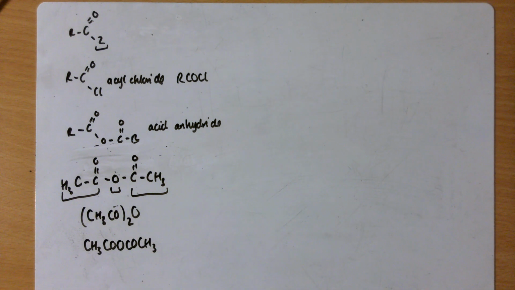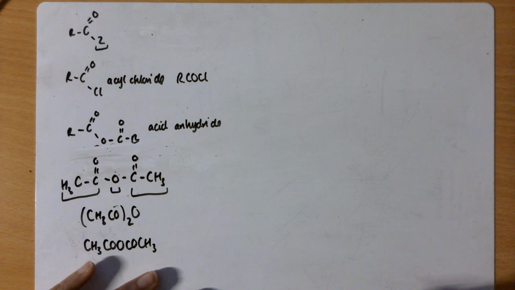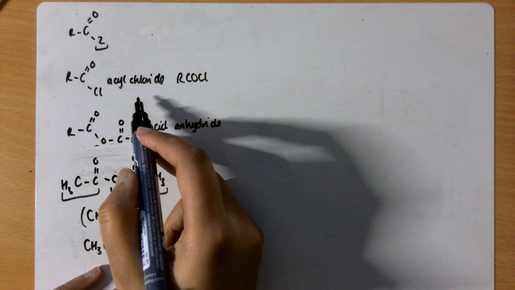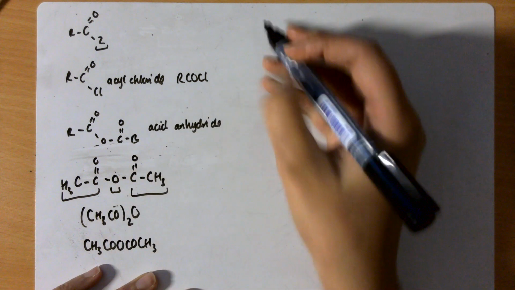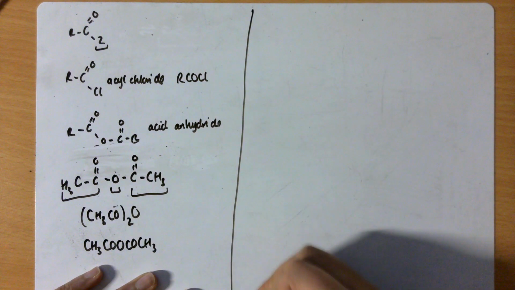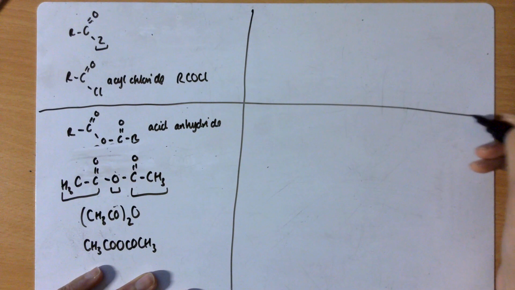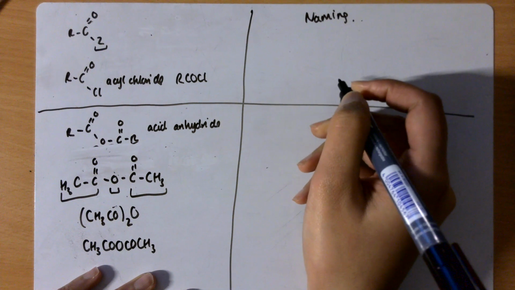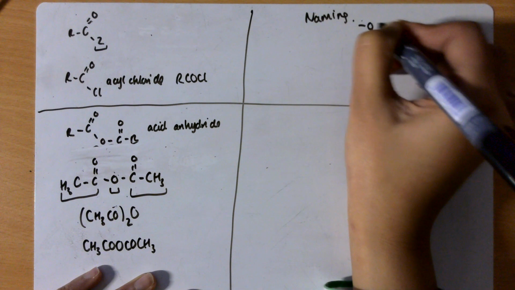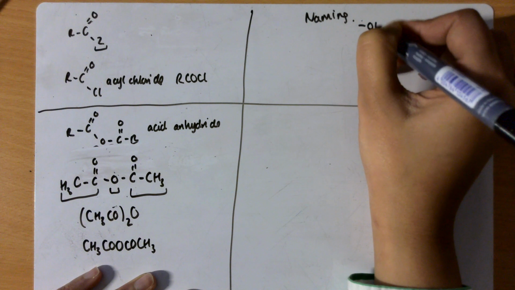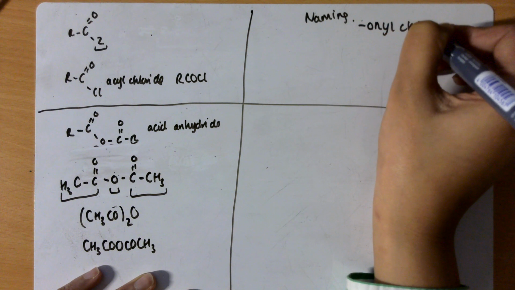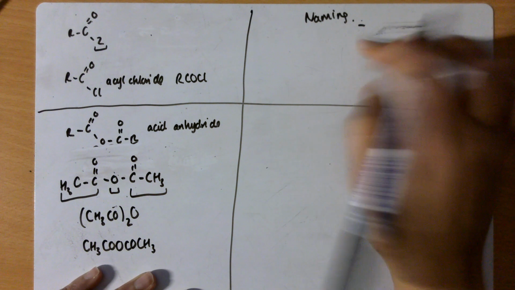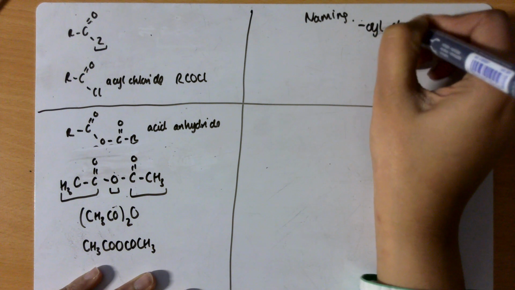The next thing is going to be looking at naming our acyl chlorides and our acid anhydrides. Sometimes you might see this as an acid chloride. That's completely fine, it's the same thing. So when we name an acyl chloride, let's just split it like this. When we name an acyl chloride, we end it with our naming of oyl chloride.